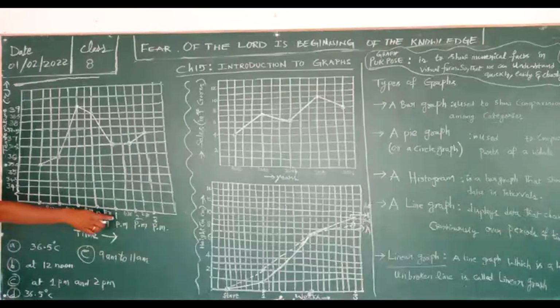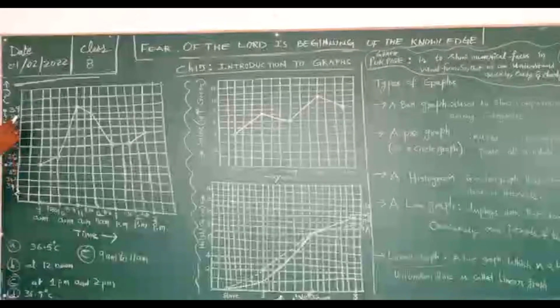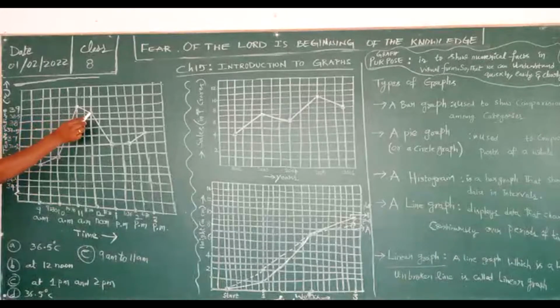1 p.m. Here, 1 p.m. What is the patient's temperature at 1 p.m.? 36.5 degrees Celsius. Second question: when was the patient's temperature 38.5 degrees Celsius? So here, 38.5 degrees Celsius. From that you need to draw a line to where the point comes. So here the point is there.